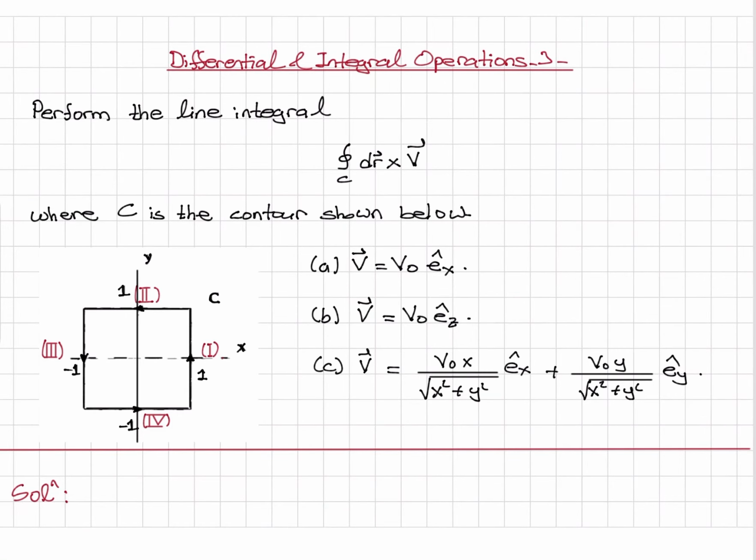Differential and integral operations 3, we're performing the line integral, closed path integral, dr cross v, where c is the contour that's defined by the square, x between minus 1 and 1, and y between minus 1 and 1. And this time we're doing part b for the vector v0 ez hat. And on segment 1, remember, we have dy ey hat. We're going from minus 1 to plus 1, and here x is fixed at 1.